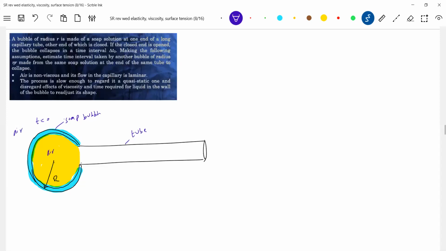So first, let's directly get into what the pressure is. Outside, the atmospheric pressure is P naught. Surface tension, anything? Okay, not there. Okay, we'll write it: P equal to P naught plus S_T into capital R.